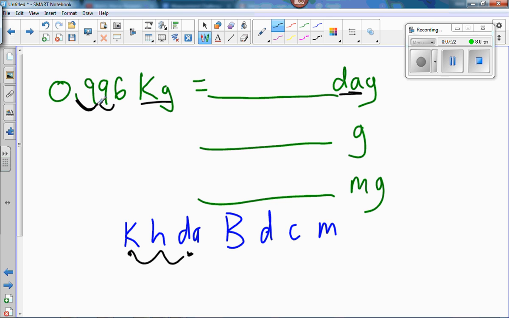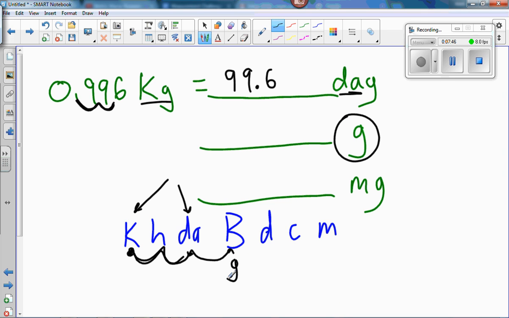Notice my number becomes smaller. I'm sorry, my number becomes larger. I get 99.6 because my prefix here, deca, is smaller than kilo. All right, we're going to do that again, but we're going to go all the way to grams. So we start at kilo, and we go boom, boom, boom. If it's only one letter, it has to be the base. So 4 spots now. I misspoke. 1, 2, 3 spots to the right. So move it 1 more spot.